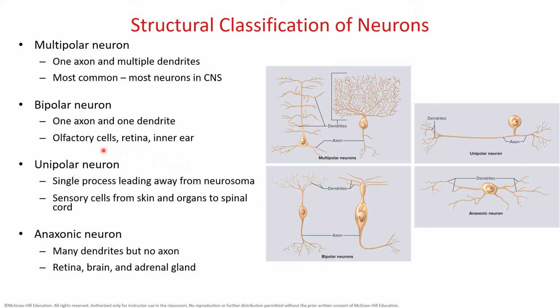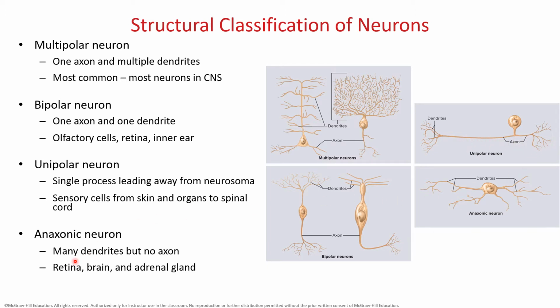And it has olfactory cells. These are common in olfactory cells, the retina and the inner ear. So special sense cells here. Unipolar neurons have single processes leading away from the neurosoma. These are sensory cells from the skin and organs to the spinal cord. So unipolar neuron here. So it has that single process.